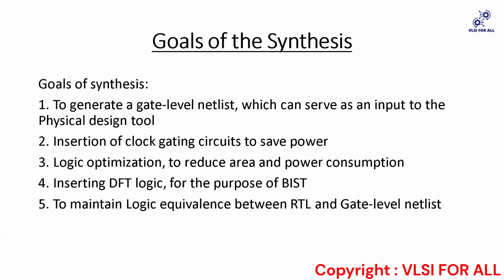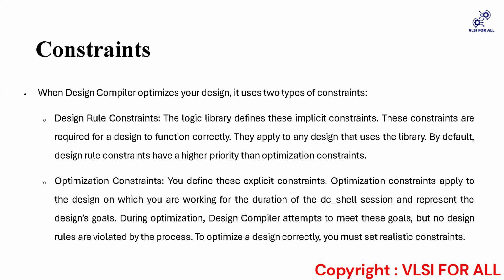So now we have covered the goals of the synthesis. Let's go to the next topic, constraints. I have explained to you what constraints are with a good example. Now let's discuss. There are two types of constraints: design rule constraints and optimization constraints. Design rule constraints are max transition, max capacitance, and max fan out. Even if one of these has a violation, our whole design will fail. So there should be no design rule violations.